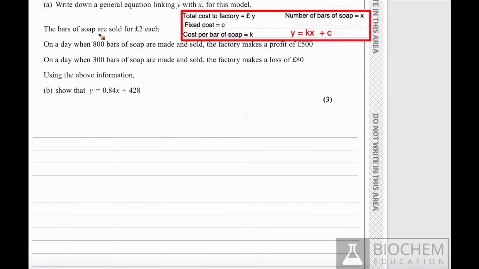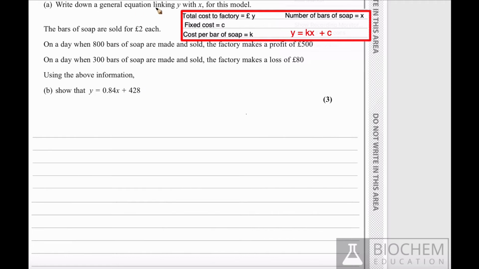The bars of soap are sold for £2 each. On a day when 800 bars of soap are made and sold, the factory makes a profit of £500. On a day when 300 bars of soap are made and sold, the factory makes a loss of £80. Using the above information, show that y equals 0.84x plus 428.